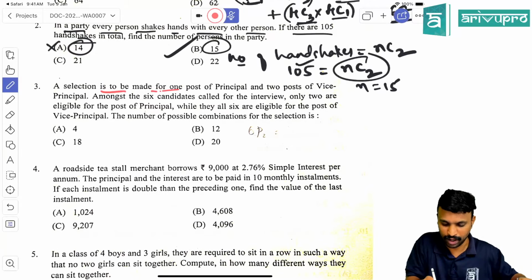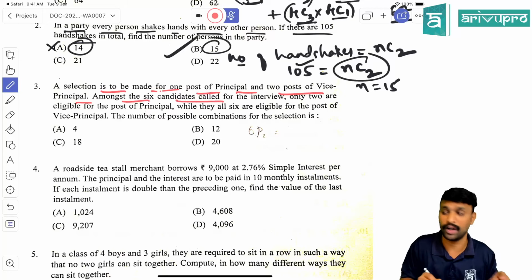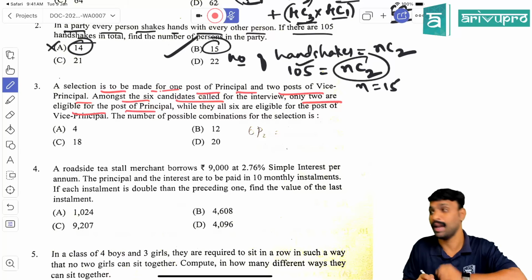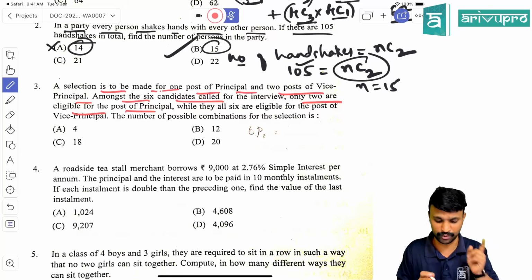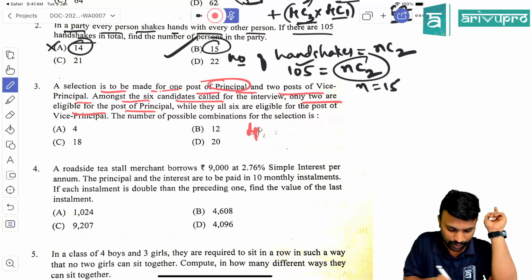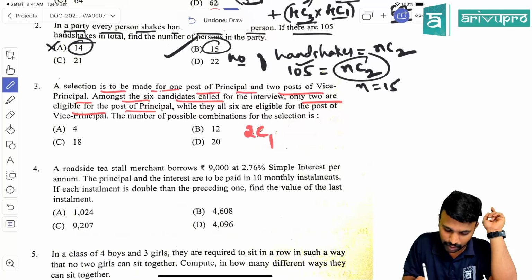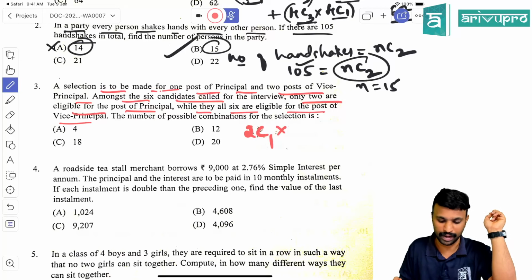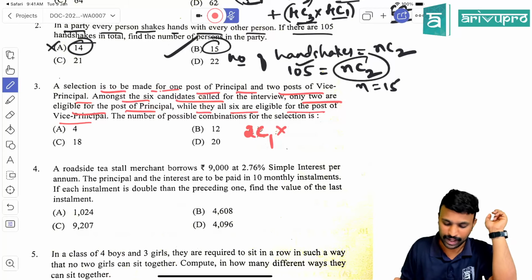Selection is to be made for 1 post for principal and 2 posts for vice principal among 6 candidates. Total 6 candidates are there. Only 2 are eligible for the post of principal. Guys, if only 2 are eligible for the post of principal, how many principals are required? Only 1 principal. So from 2 candidates, I have to choose 1 person, because only 1 principal. Remaining how many people? Remaining 4 people, while all 6 are eligible for the post of vice principal.